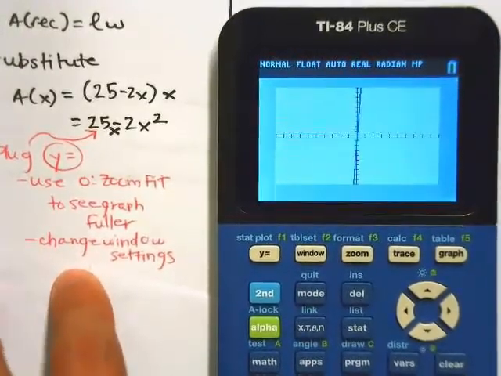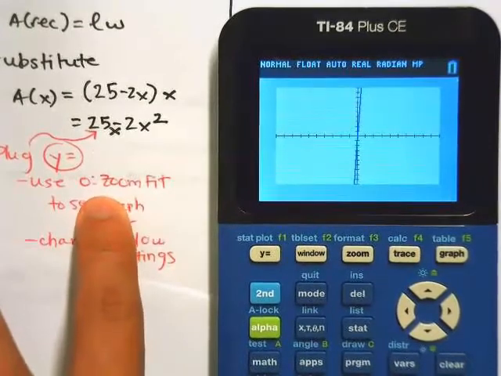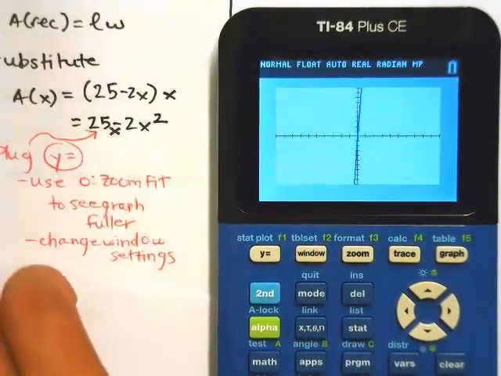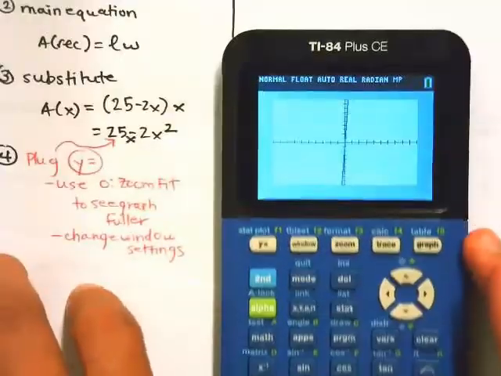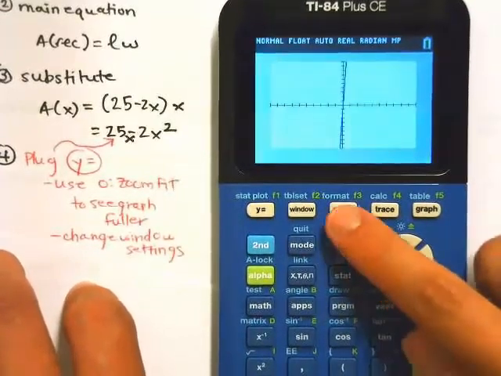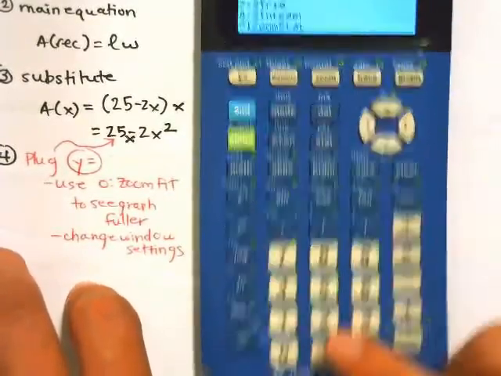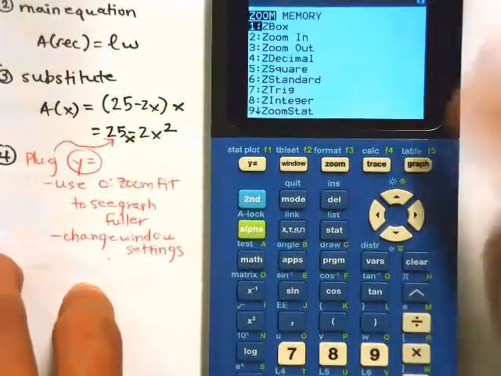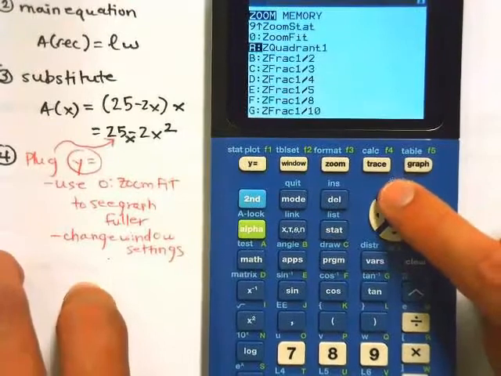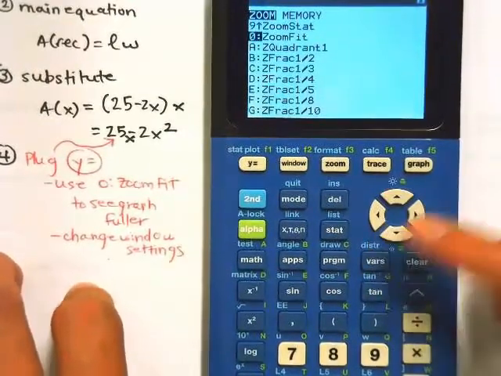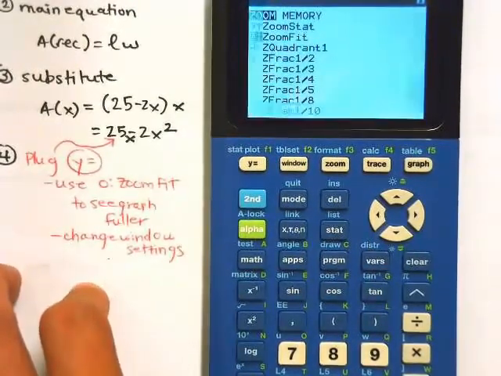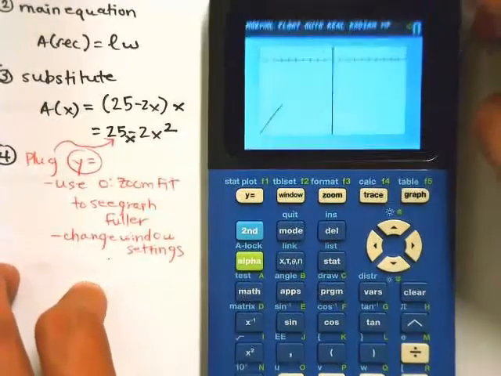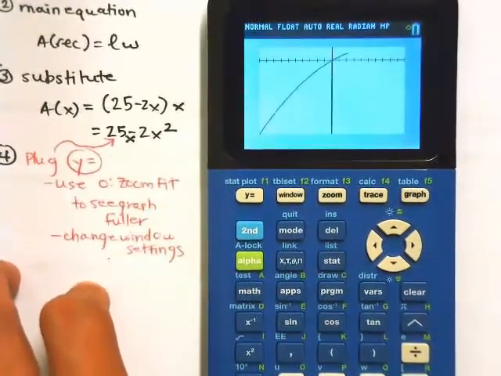Okay, so one of our best friends that we're going to use this school year is zoom fit 0, and that's going to be in the zoom function. So let's go ahead and hit zoom. You can either hit 0 already, or if you're like me and you want to find it just to make sure, then you hit the up arrow and hit zoom fit. Otherwise, just hit the 0 and hit enter. It will do the same thing. And let's go see what that looks like.